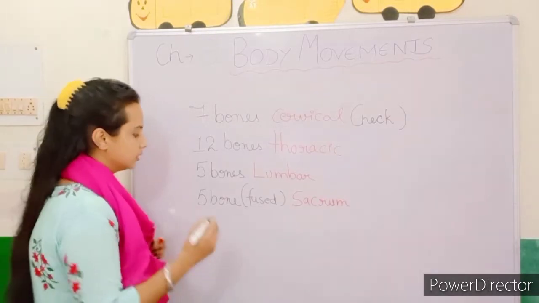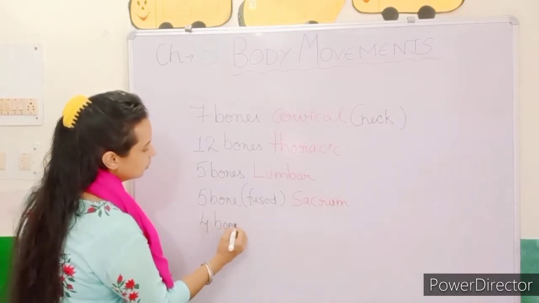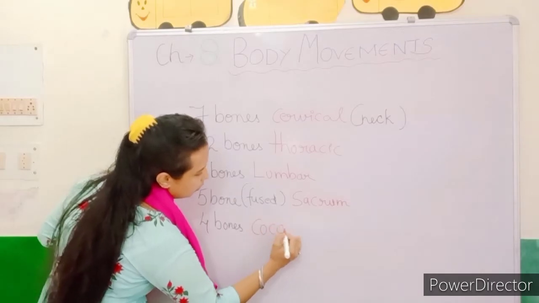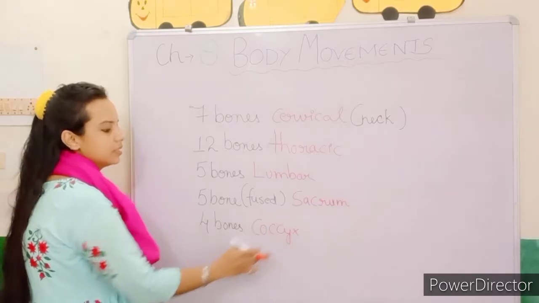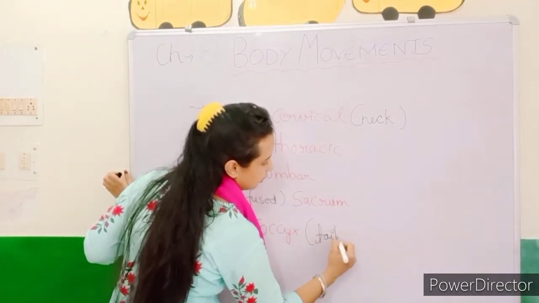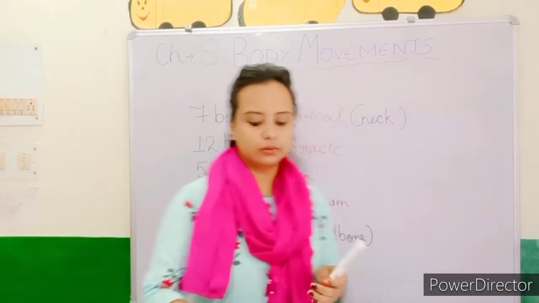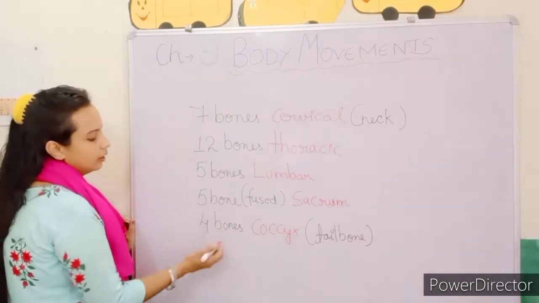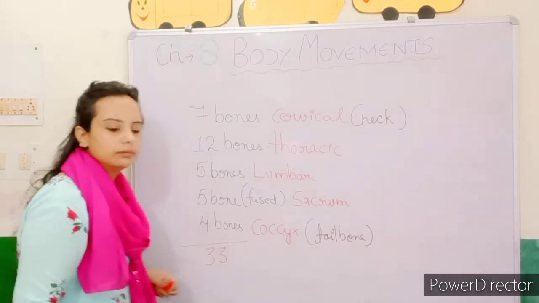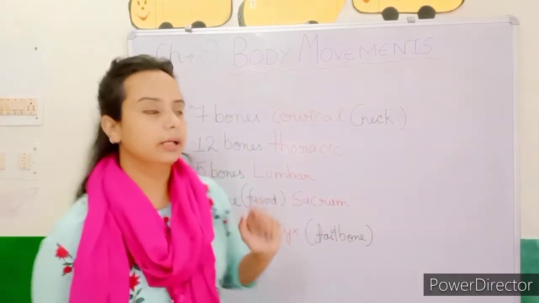And again the last remaining 4 bones make a tailbone, which is known as coccyx, C-O-C-C-Y-X, also known as tailbone. These also get fused with each other. So if we add this, then the total number of bones is 33. Now the functions: what is the function of the backbone?